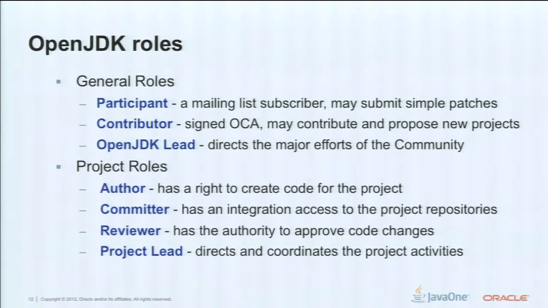There are 4 main roles in each project. Author, the person who actually creates the code. Committer, the person who has integration access to project repositories. Reviewer, who has authority to approve code changes. And also project lead, who has all the rights, and actually directs and coordinates all the project activities.